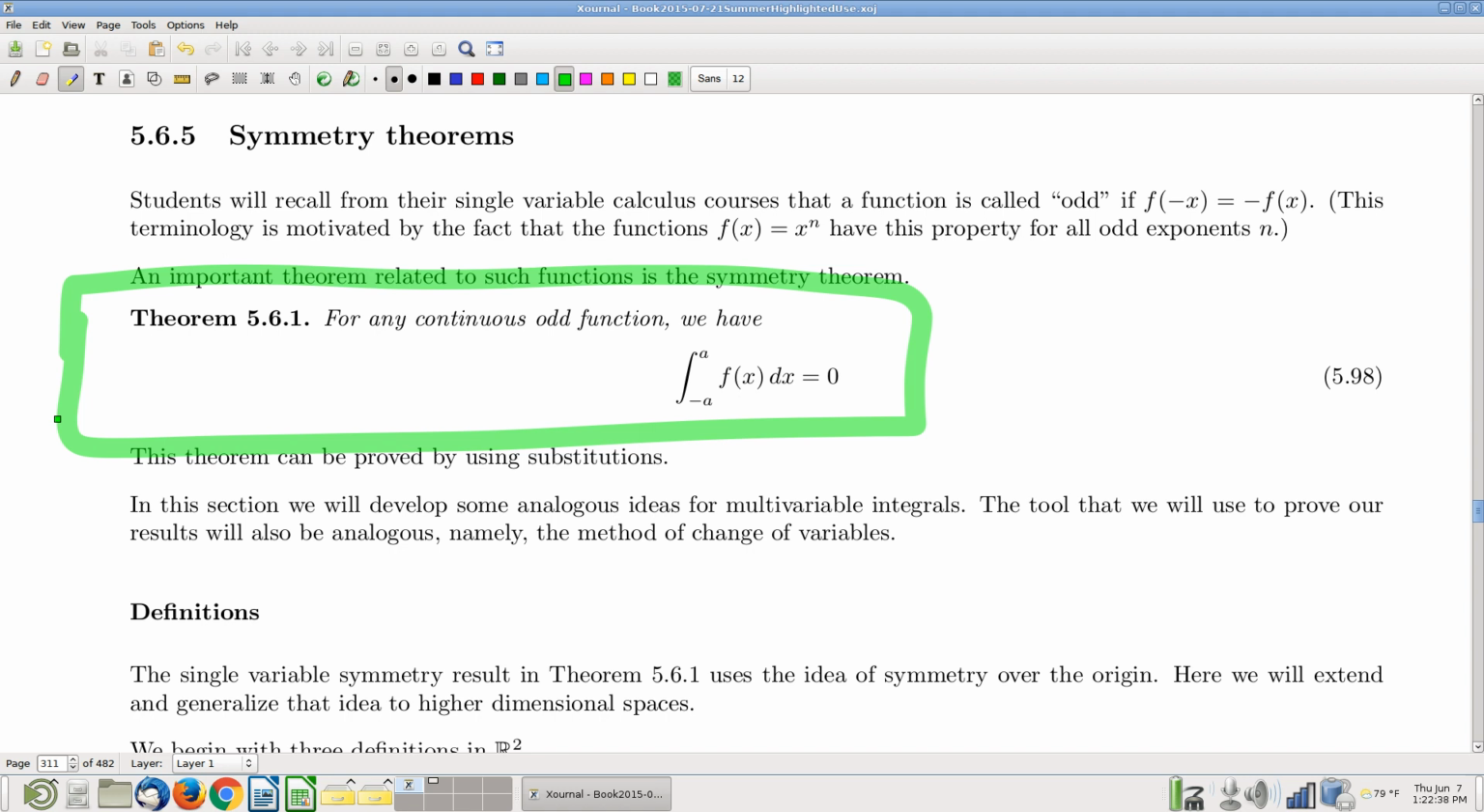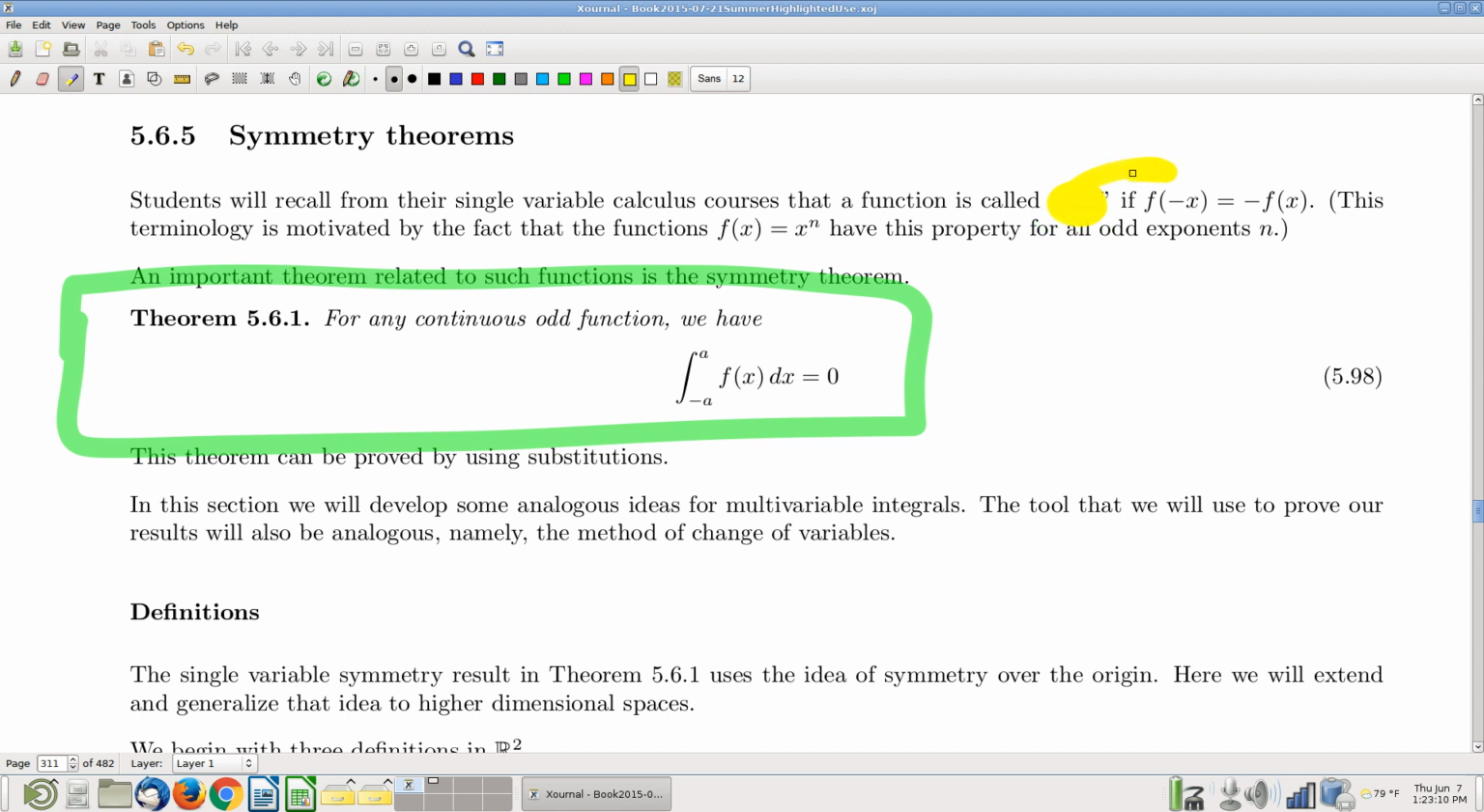An odd function is a function where if you plug in the negative into it, then you get the negative output. So f of negative x is negative f of x. Let me write that down. Here it is. The function's odd: f of negative x is negative f of x. Odd powers of x, for example. Thus the name. Okay. So, nice fact.